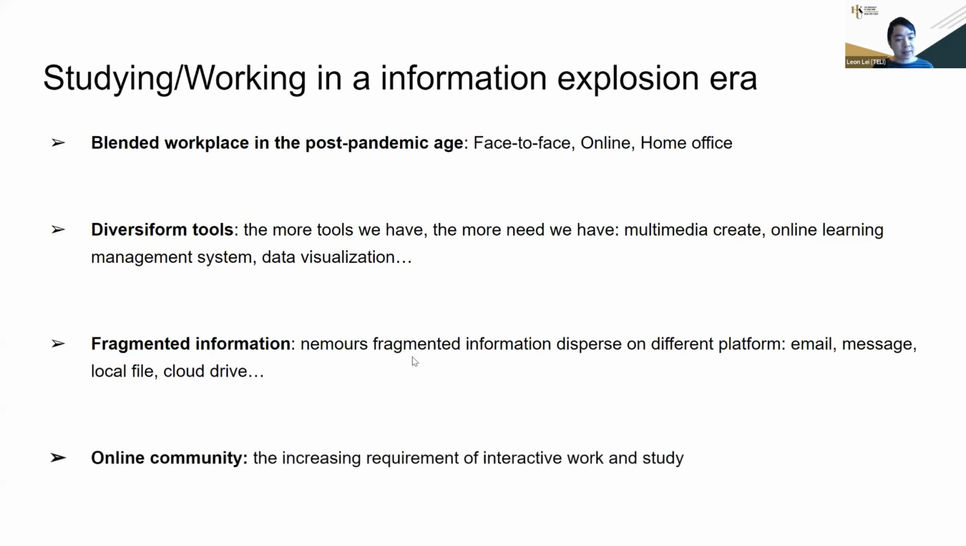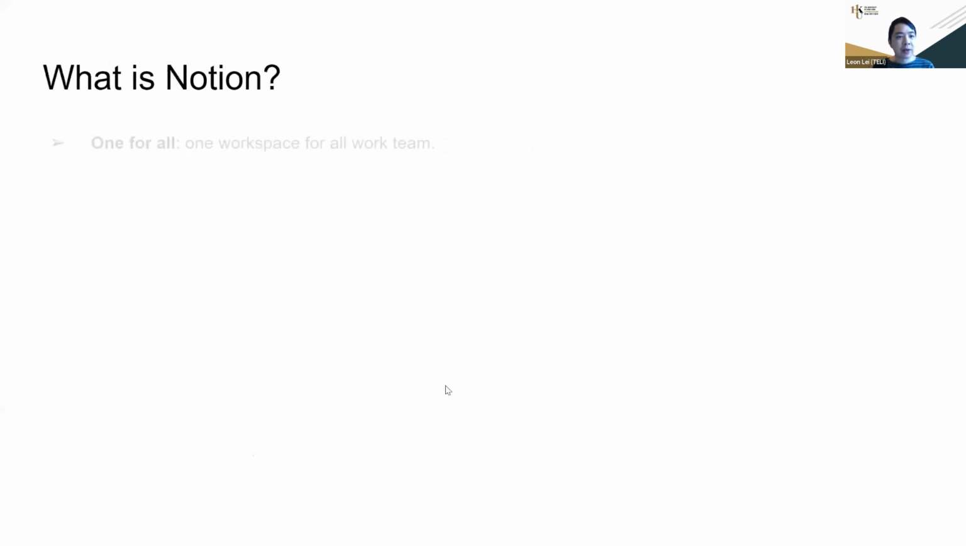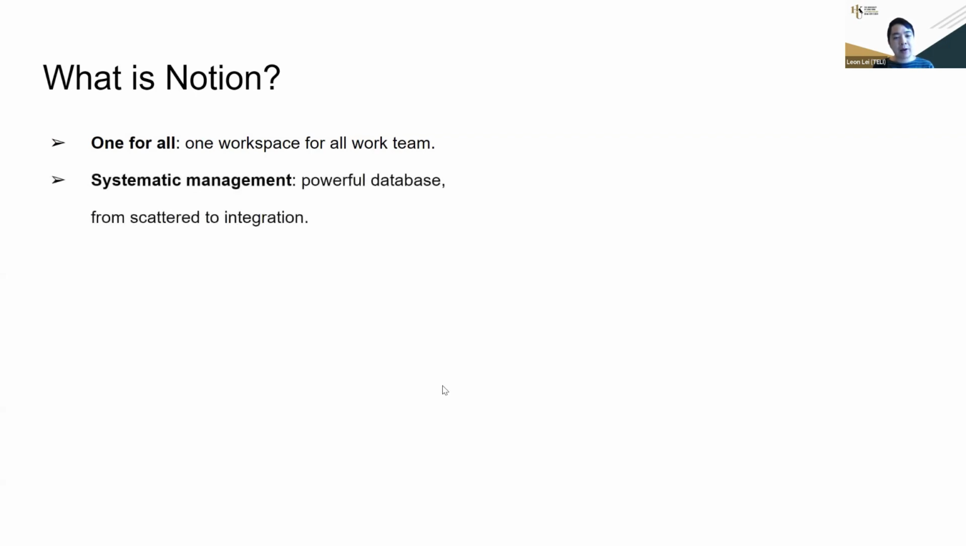And we need a community, in particular in the online era, so we need to have collaboration virtually. There are so many things happening at the same time, and we don't have a central tool to integrate things together. That's why we want to have Notion, a central workspace for all of us, and it's a kind of database.